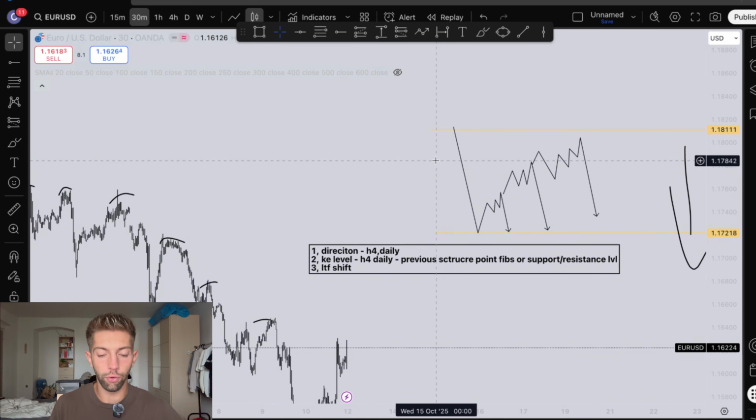So guys, if you understand market structure, you will be able to make money consistently from the markets. The price is king, the market structure is king.